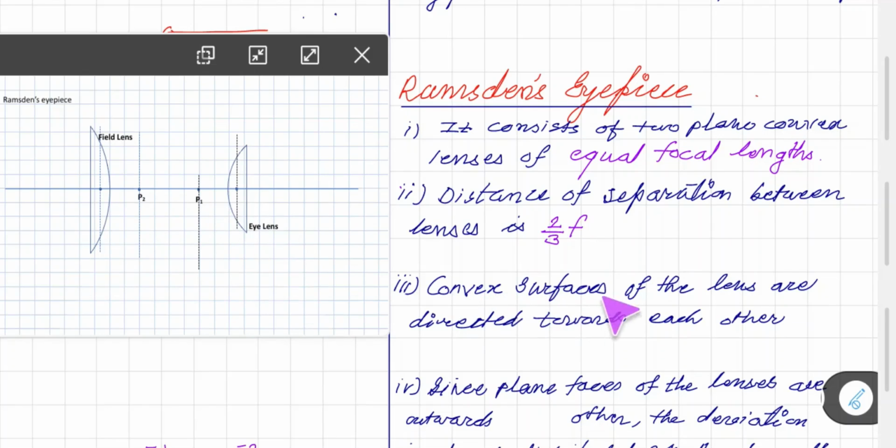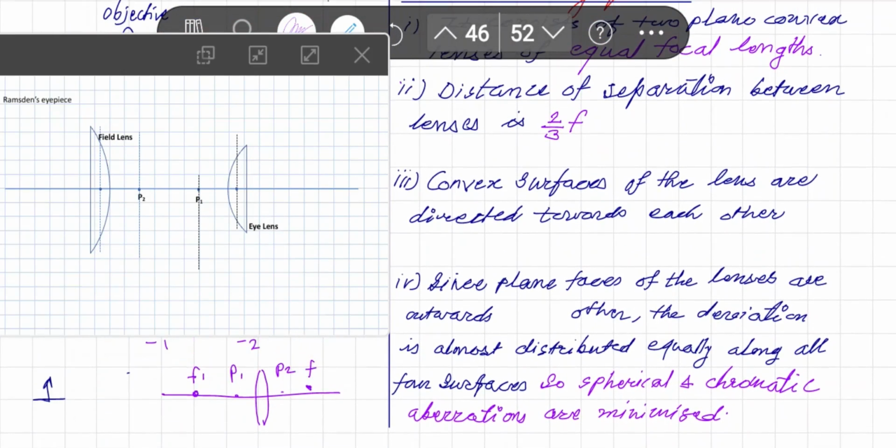Second important thing, the convex surfaces of the lenses are directed towards each other. Here it is a convex surface, here it is a convex surface, and they are directed towards each other. Since the plane faces of the lenses are outward, whenever image formation occurs, the deviation in the rays is almost equally distributed along all four surfaces, and that is why with the help of this kind of system and arrangement, spherical and chromatic aberrations are minimized.